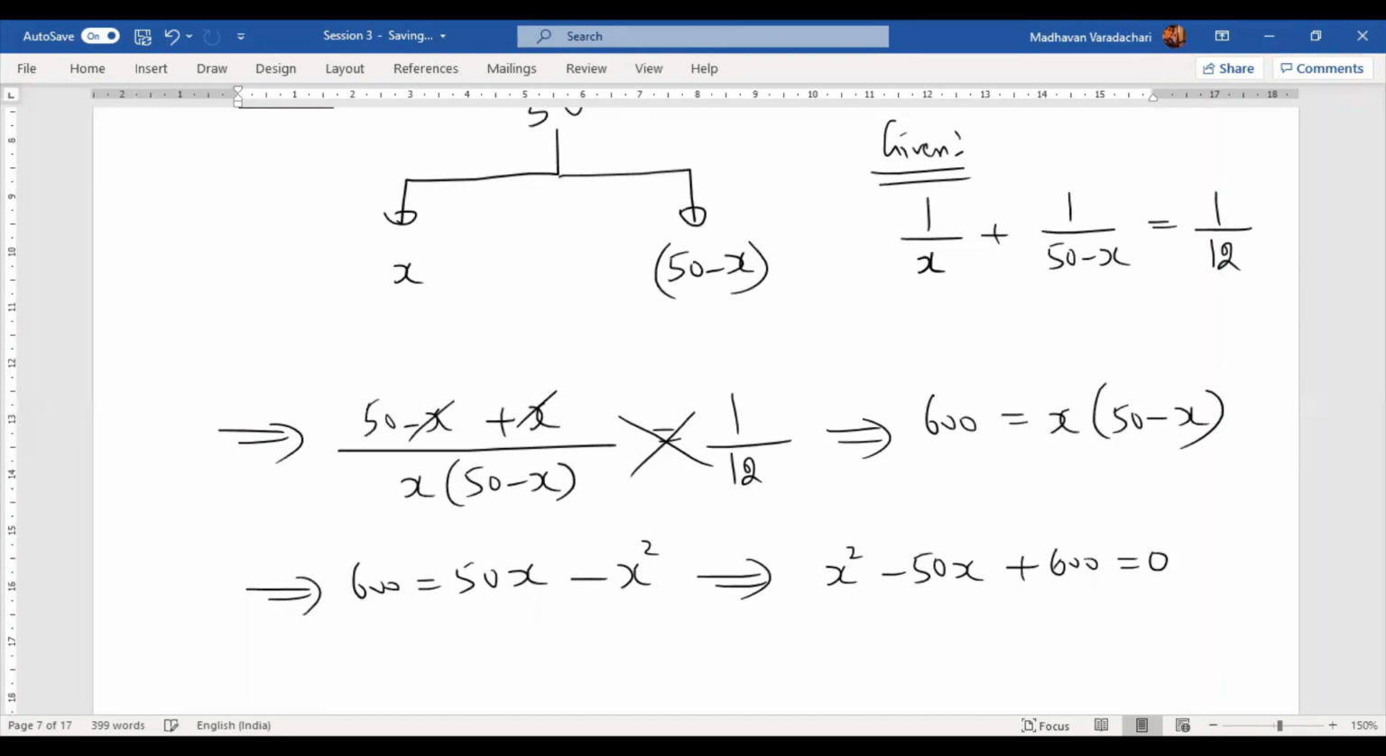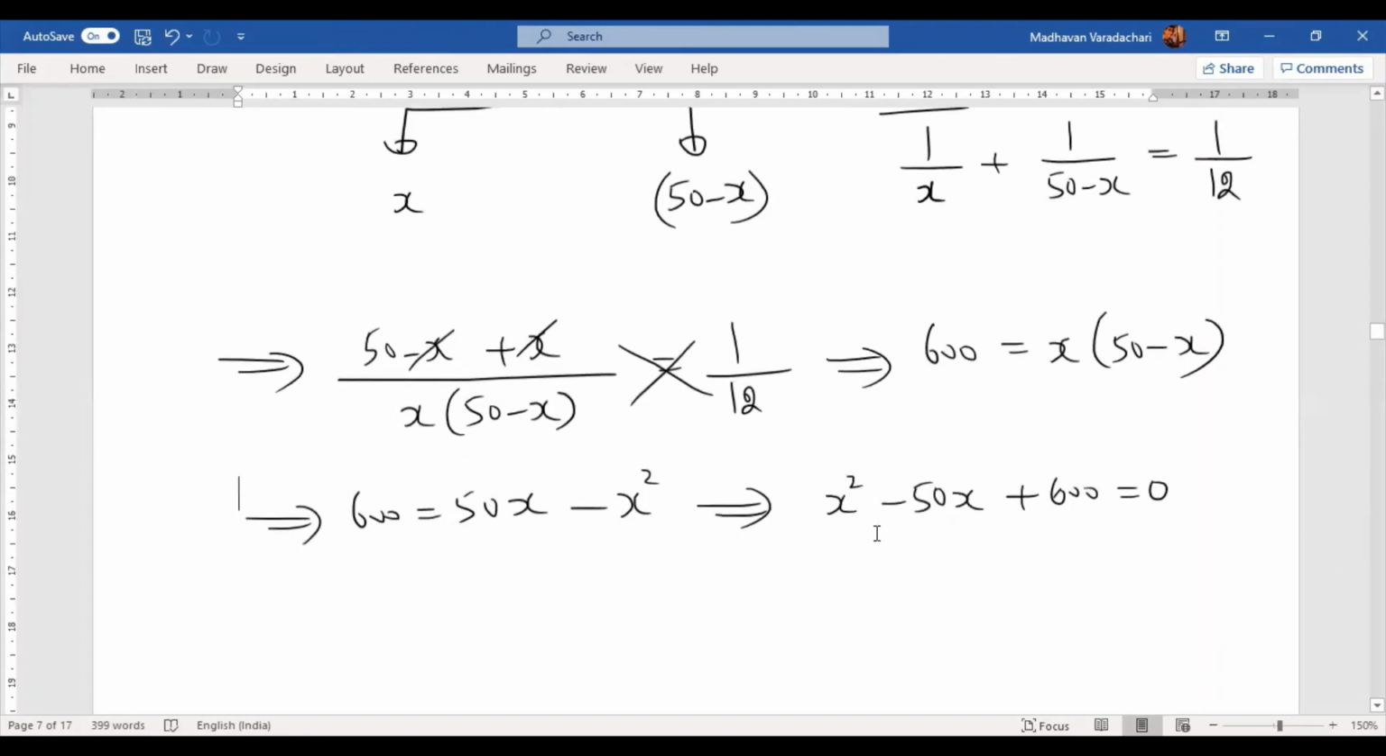Now you need to think about some two numbers which should give you 600. Very simple. Negative 30, negative 20. If I multiply those two, I will get 600. So I can straight away use factorization. x square minus 30x minus 20x plus 600 equal to 0.